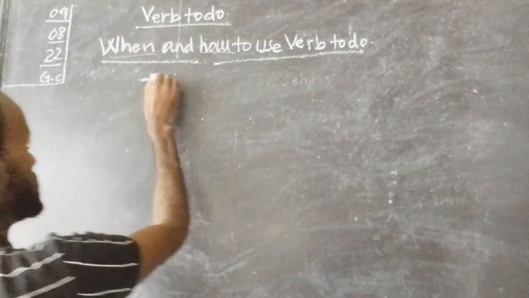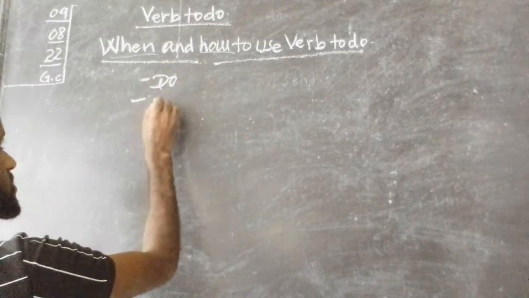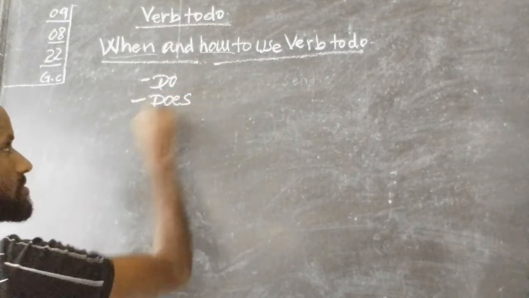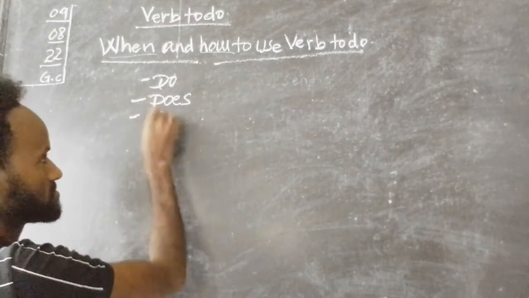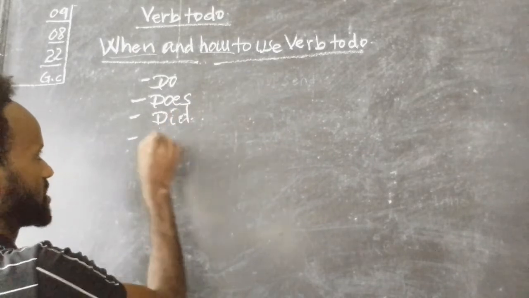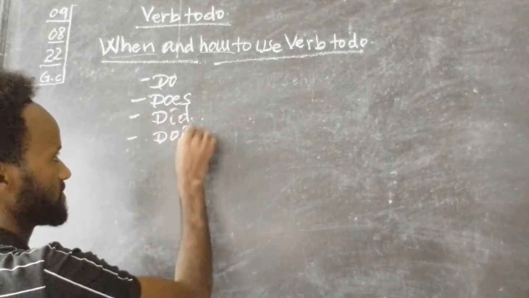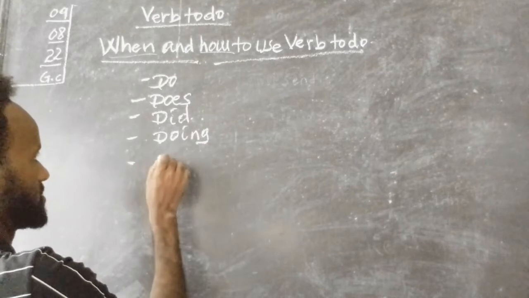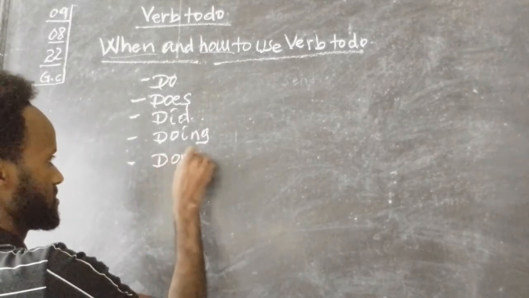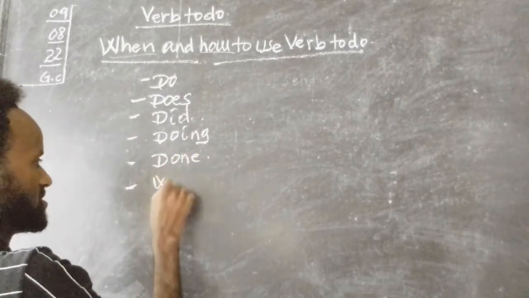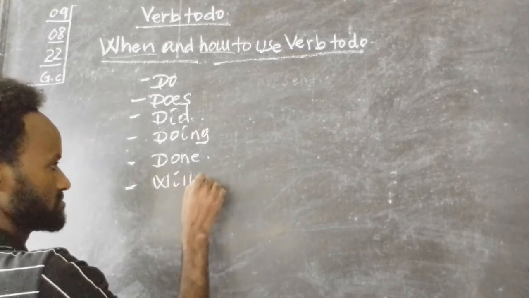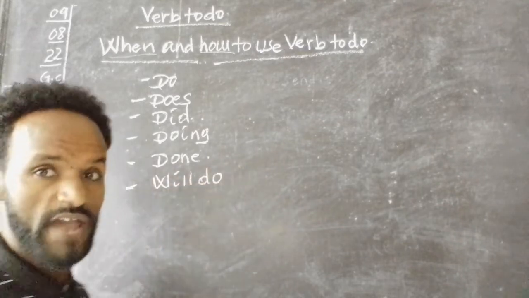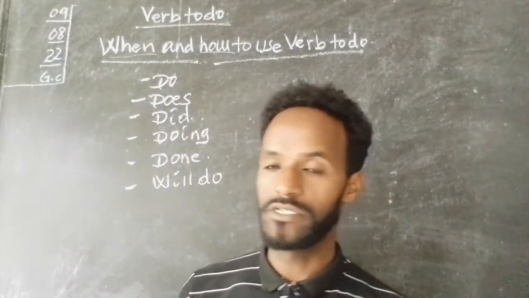So, do, does, did, doing, then, will do are the major types or kinds of verbs to do.